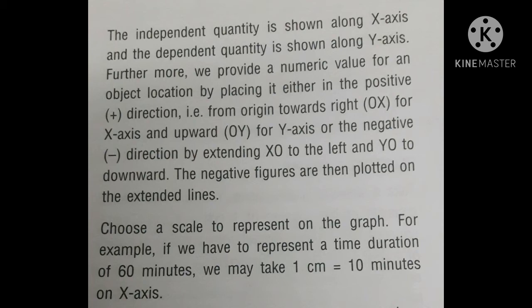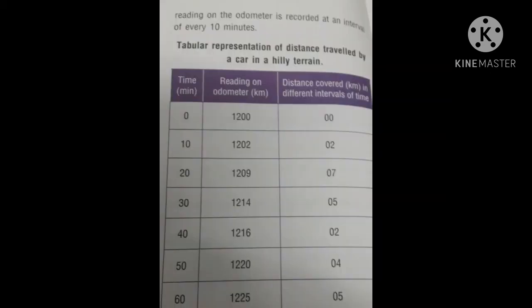The data gives the distance covered by a car in a hilly terrain over a period of 60 minutes. The reading on the odometer is recorded at an interval of every 10 minutes. Children, now study this tabular representation of distance traveled by a car in a hilly terrain.